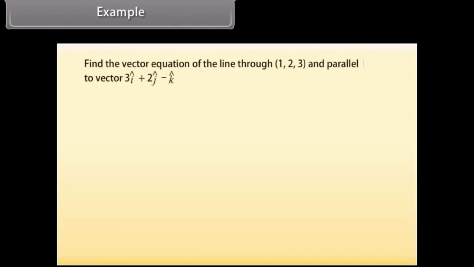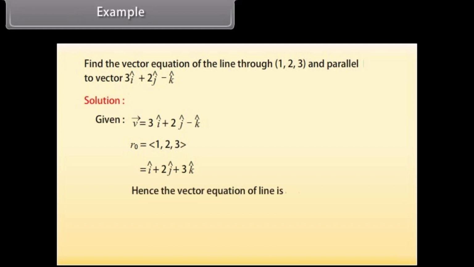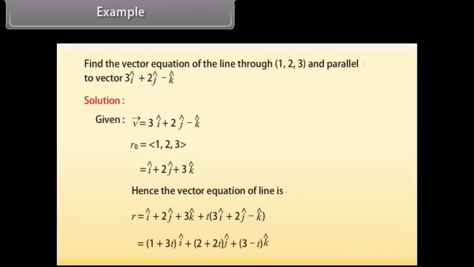Example. Find the vector equation of the line through (1, 2, 3) and parallel to the vector 3i plus 2j minus k. Solution. Given vector v equals 3i plus 2j minus k, and r0 equals (1, 2, 3) equals i plus 2j plus 3k. Hence the vector equation of the line is r equals i plus 2j plus 3k plus t(3i plus 2j minus k), which equals (1 plus 3t)i plus (2 plus 2t)j plus (3 minus t)k.